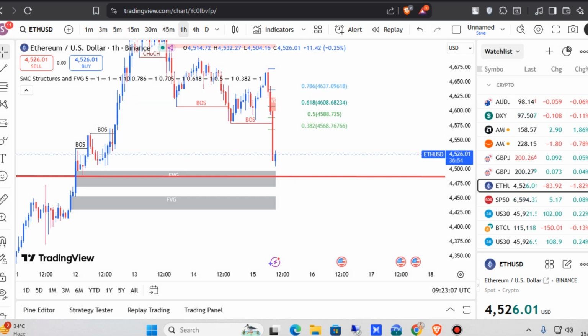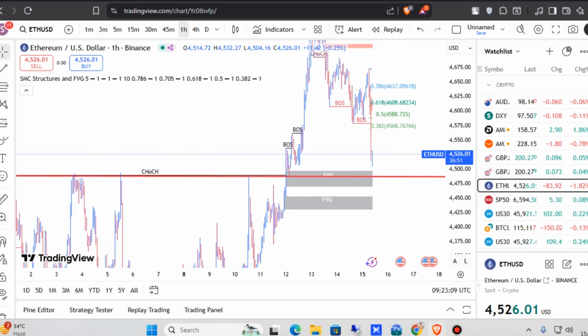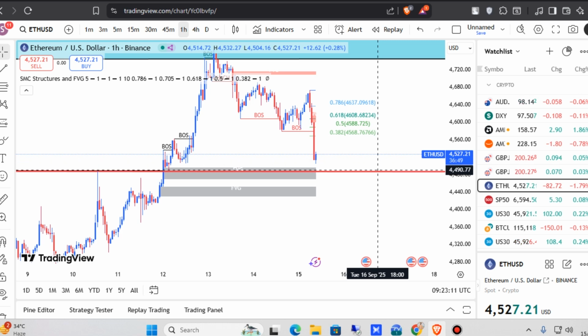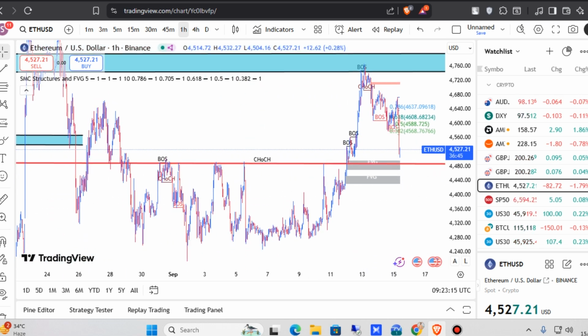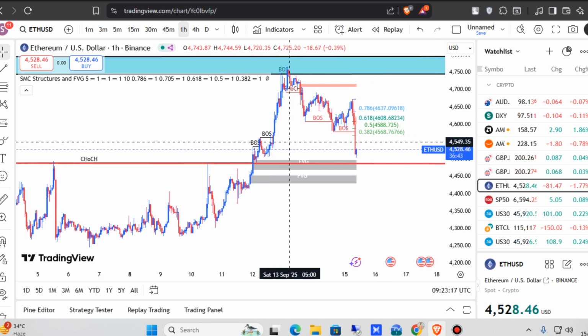So I hope this little advice has worked, and I am also always working with proper setups and proper market structure, like proper break of structure, proper change of character, and then combining it with the ICT concepts of fair value gaps. This is how you should approach this whole market, and this is how you will get success.